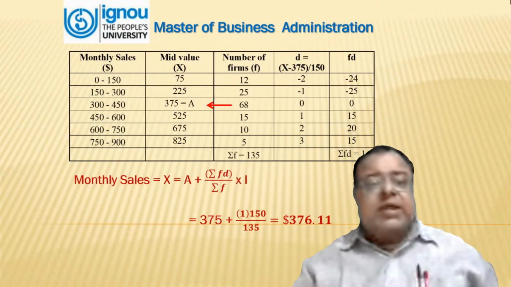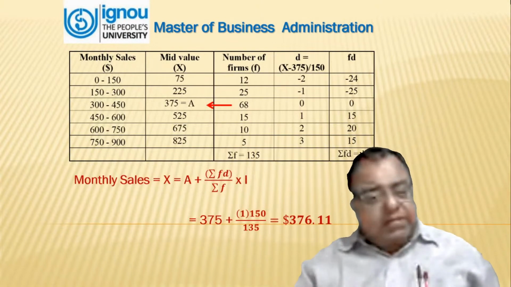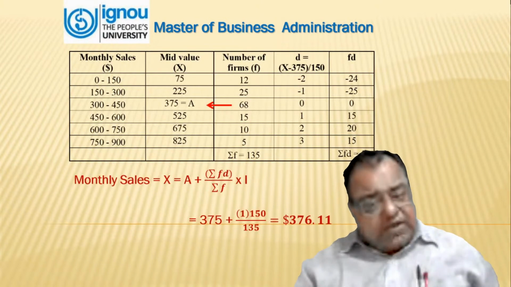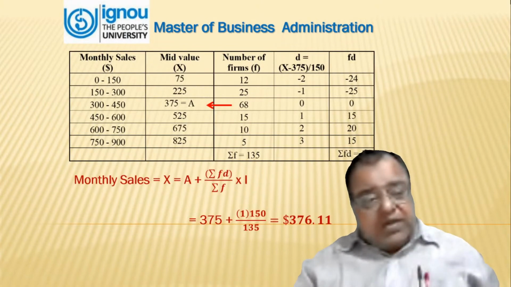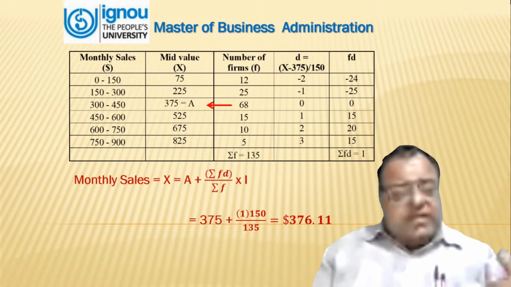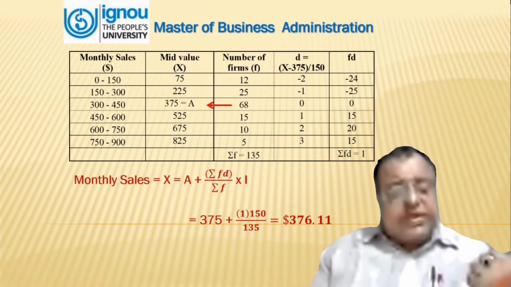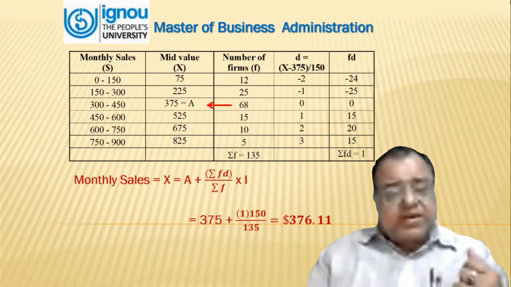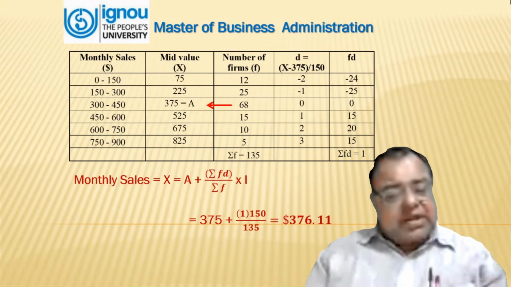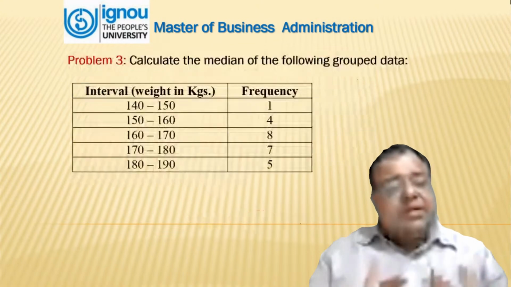Then we will be calculating f into d. We get all the 6 values and we sum them up. We get summation of fd equal to 1. Your summation f is 135. Now, what is the formula? If we go back to the theory, x bar is equal to A plus summation fd upon summation f into i. A is 375, summation fd is 1, i is 150, and summation f is 135. Calculating, we get 376.11. That is the monthly sales.